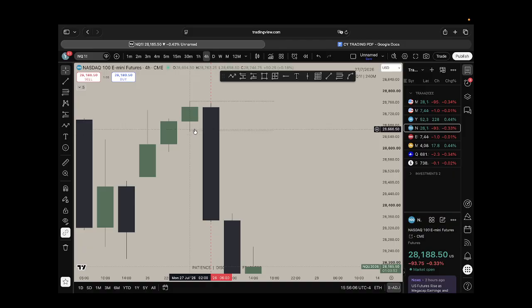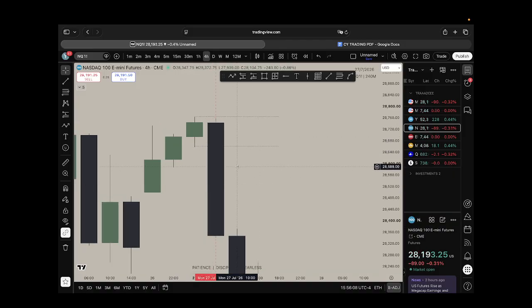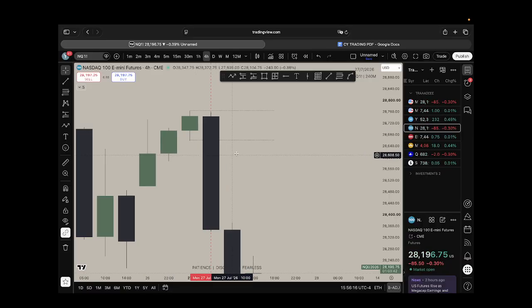Okay. Or this, we'll go over this example later, but in this case scenario where I'm looking for a closure outside of either the high or the low. So you can see this 4-hour candle right here at 6 a.m. ends up closing all the way down here below this 2 a.m. candle low.